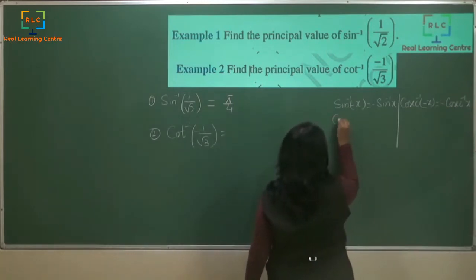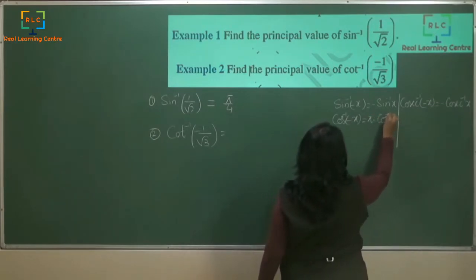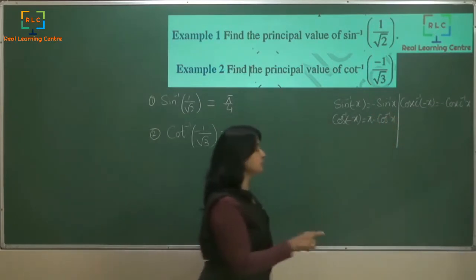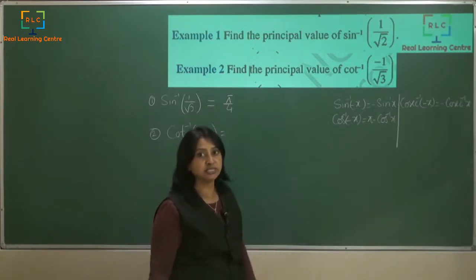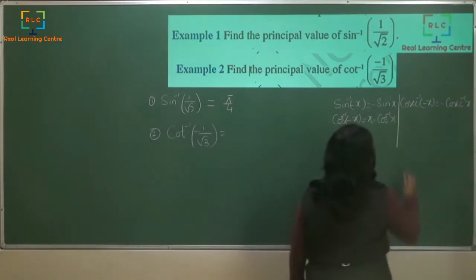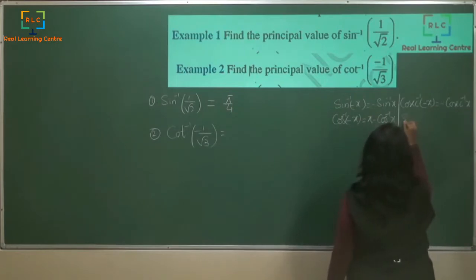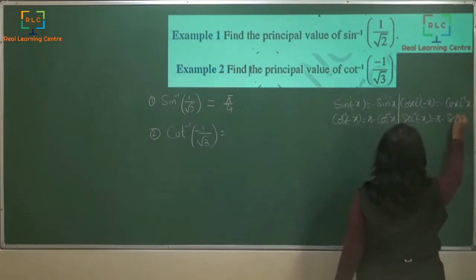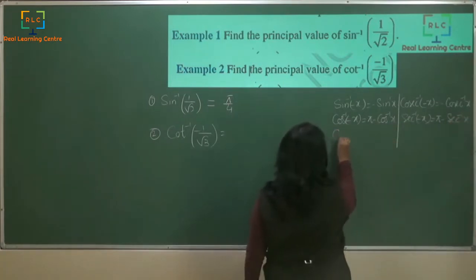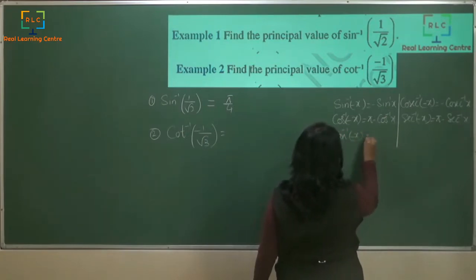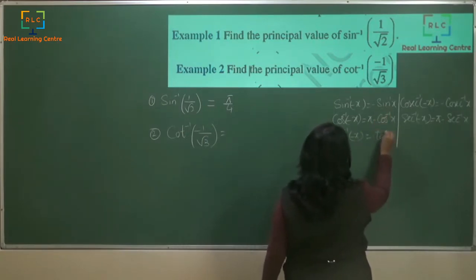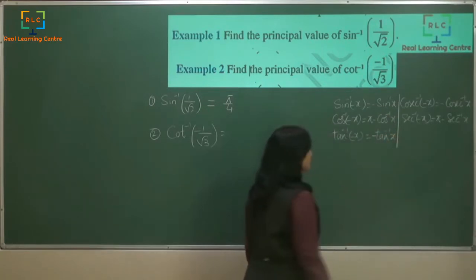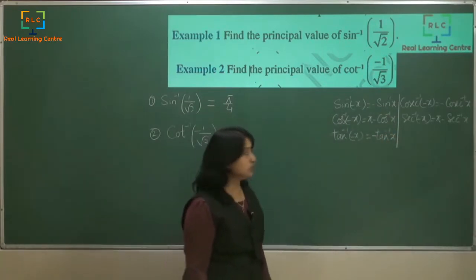Next, let us write for cos inverse. Cos inverse of minus x is equal to pi minus cos inverse x, because we are getting into the second quadrant where cos is negative. And then similarly, the reciprocal of cos, secant inverse of minus x, also will have pi minus secant inverse x. And the last one, tan inverse of minus x is as good as sine, only the minus comes outside, minus tan inverse x.